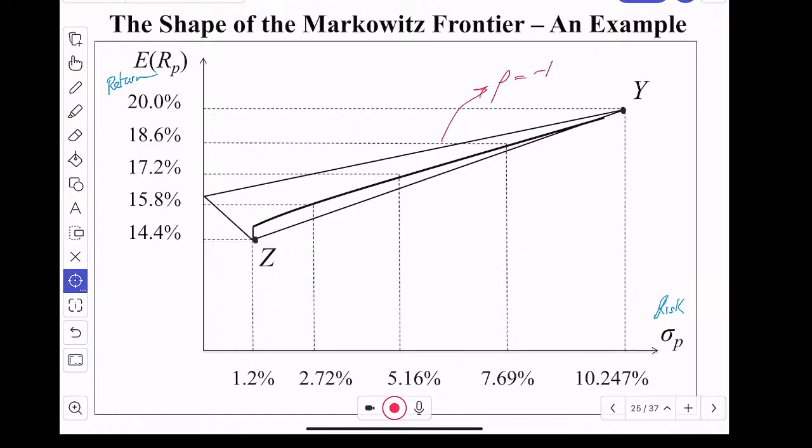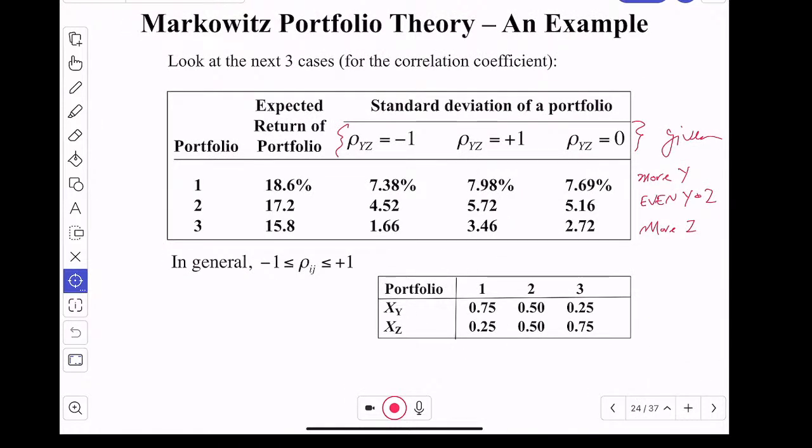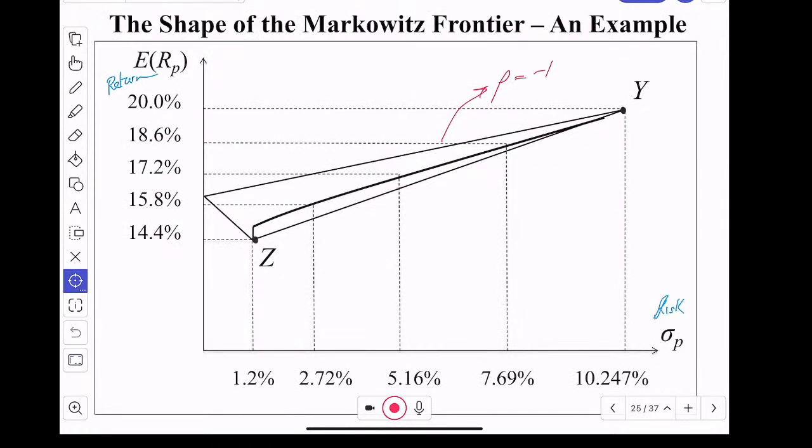So for instance, when you put more Y in there, the expected return is 18.6, but the standard deviation is 7.38. So with more Y, 18.6, and you see this is going to be 7.38 here. So that's 75% Y with correlation equals -1. That's the combination of risk and return you get.